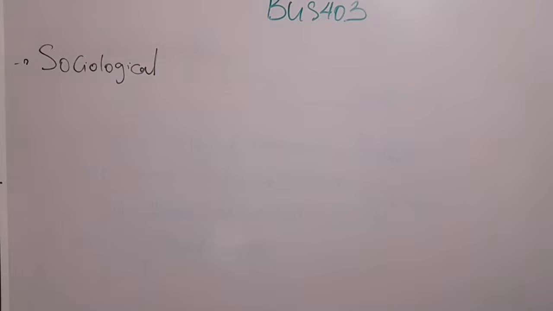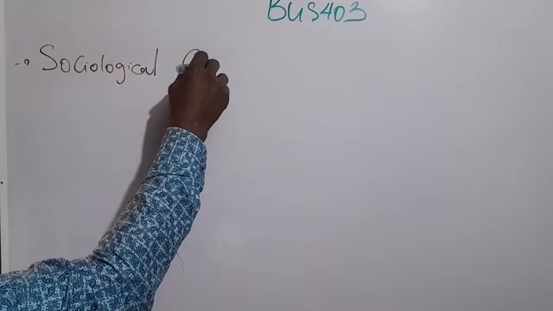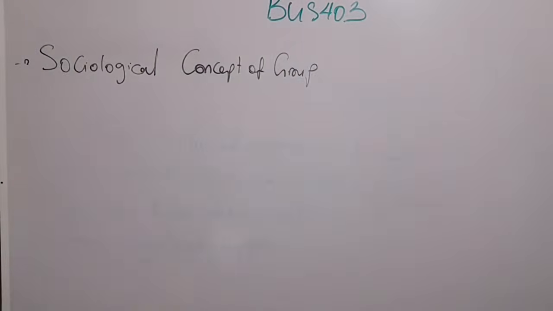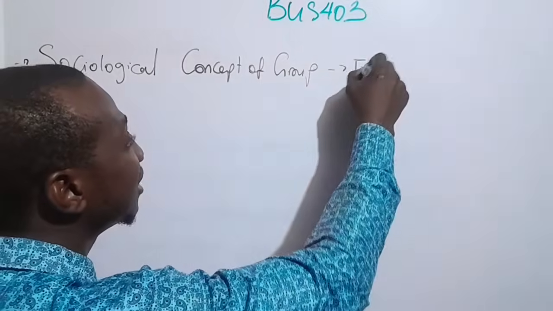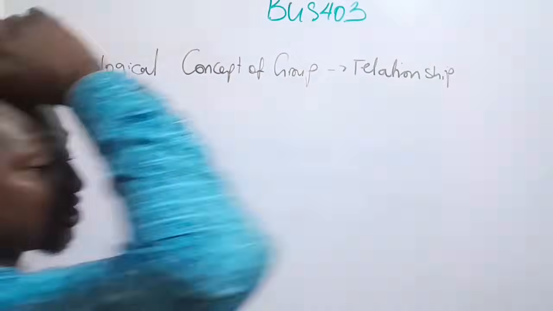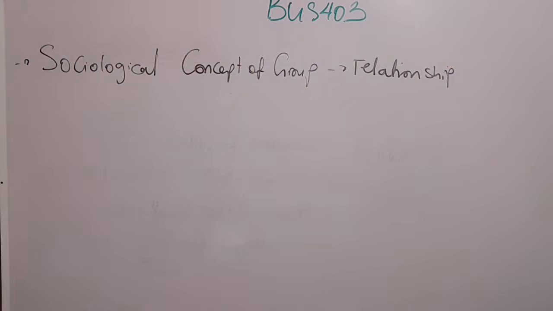Sociological concepts of group. As far as sociology is concerned, Anthony in 1997 said a group refers to a number of people who interact with one another in accordance with an established pattern. So let's put it as relationship. Now we know that in as much as it is a group, collection of people, very, very important. Relationship, very, very important.